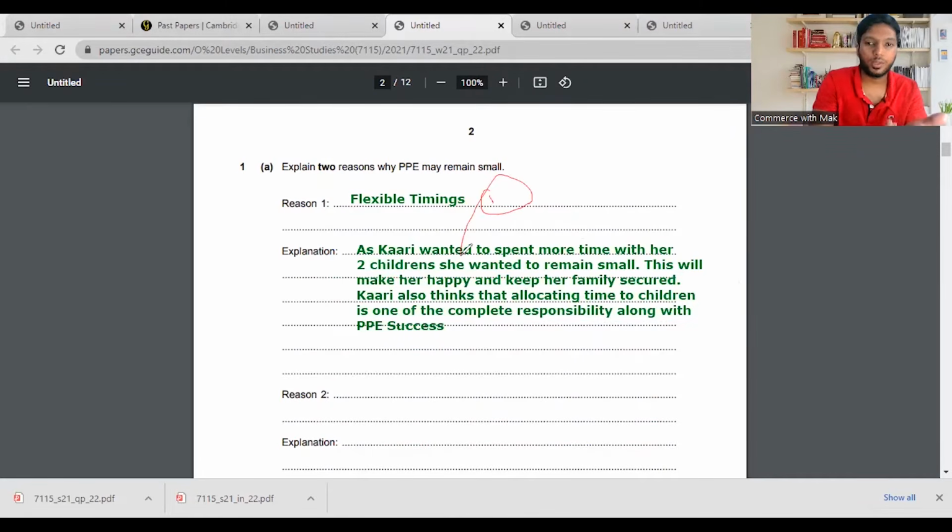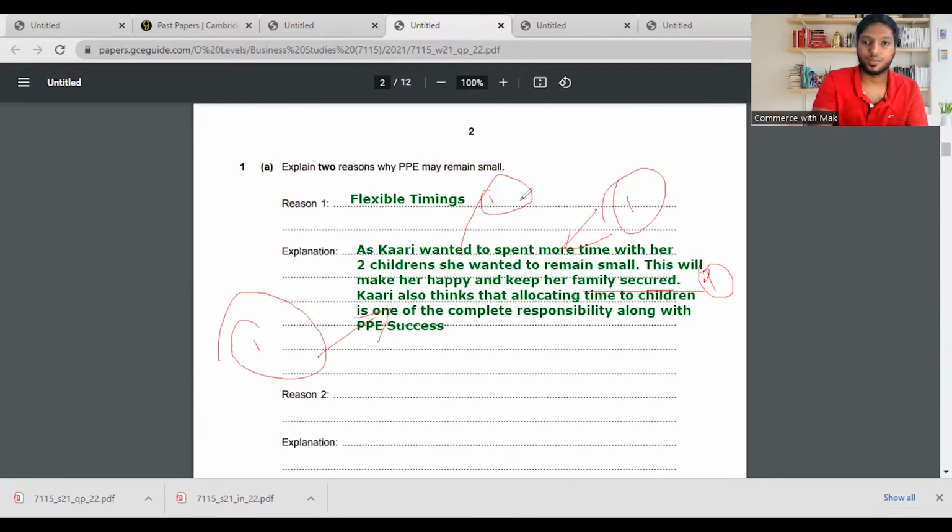So why do you get 3 marks? One, we said that she wanted to remain small because she wanted to spend more time. That is one point which I wrote here. And then I also said that she wanted to keep her family very secured. So this is the second point which I spoke. So I'll write another 1 mark. And then finally she says that if she can allocate more time to the family, she can also succeed. Another point. So this is how you score 4 marks on your paper. So we have written the reason number 1.